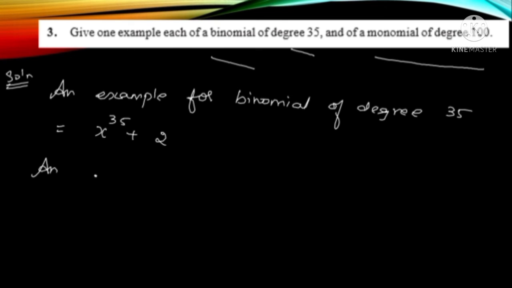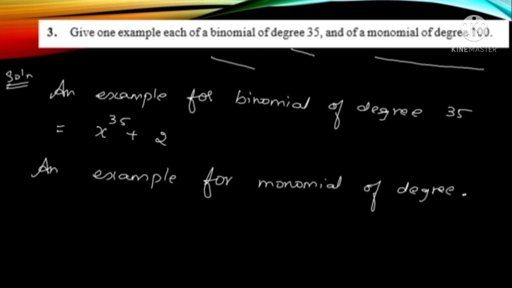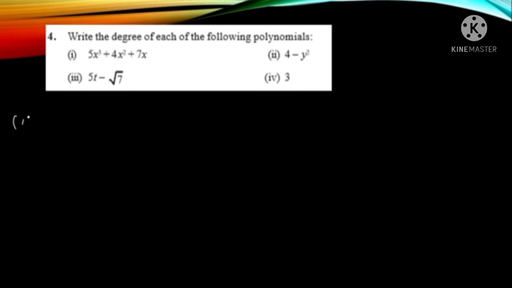Next, an example for a monomial of degree 100. You can give any example. Okay, let me give 5x power 100. So this is a monomial which is of degree 100. The next question: write the degree of each of the following polynomials.